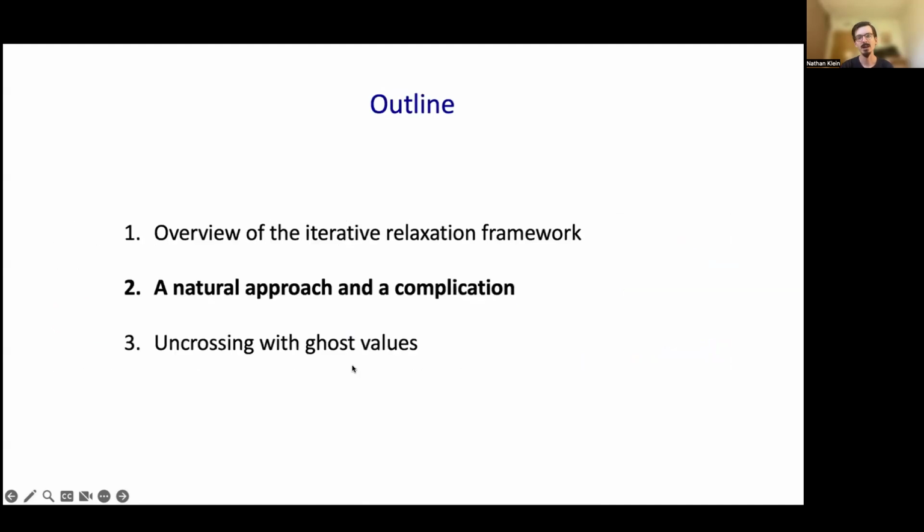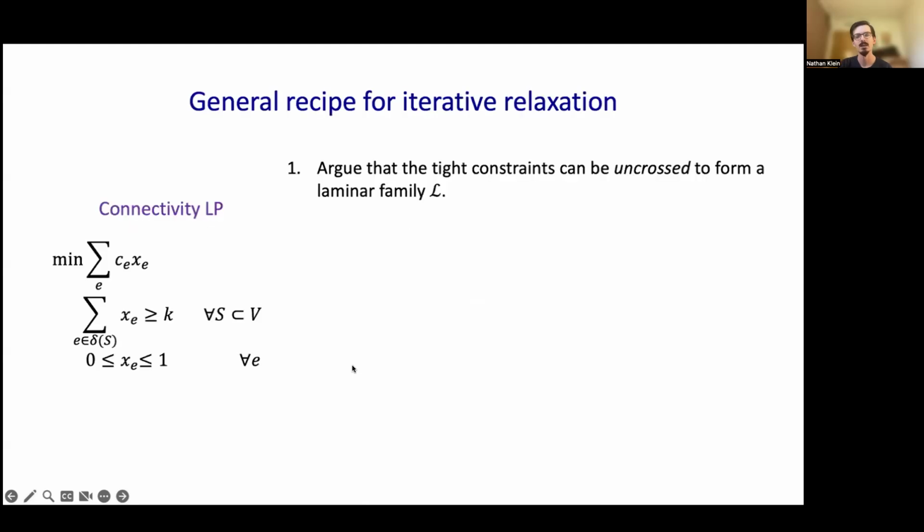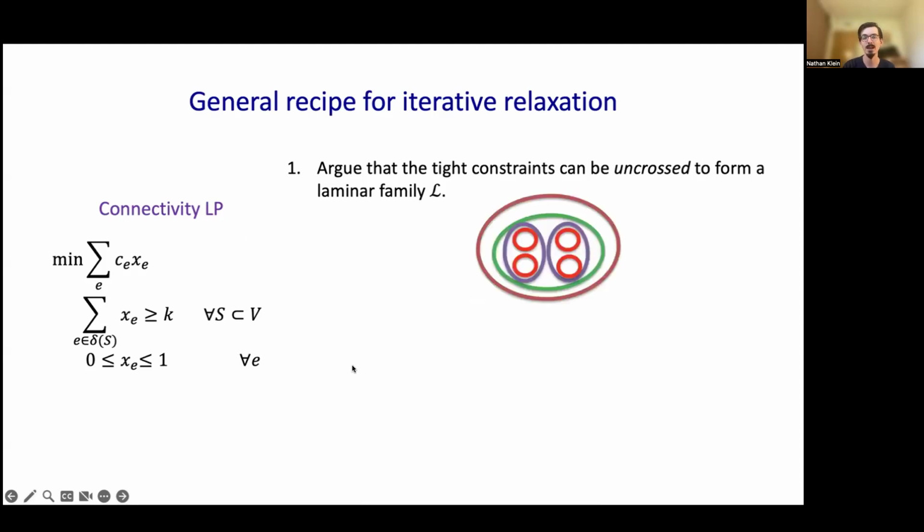All right, so I'm going to tell you about how this framework usually looks for graph problems and why it doesn't immediately work for our problem here. So first, we argue that the tight constraints at a particular extreme point can be uncrossed to form a laminar family L. And a family is laminar if for every 2 sets, either they're disjoint or one is a subset of the other. So like in this picture. Okay, so what does this mean?